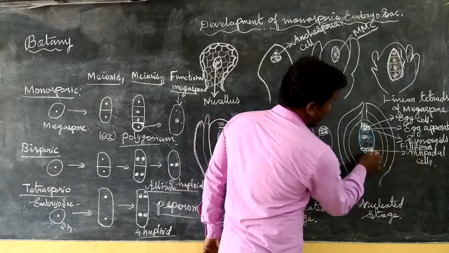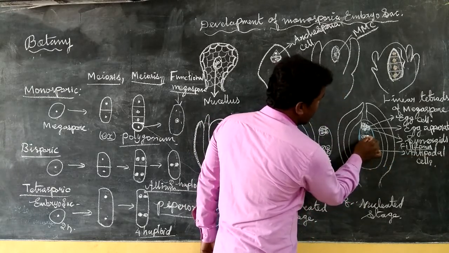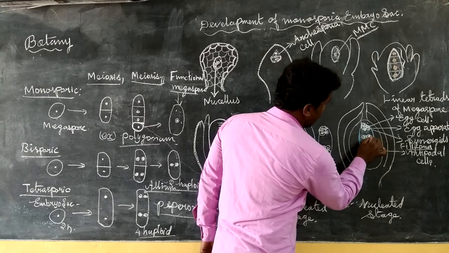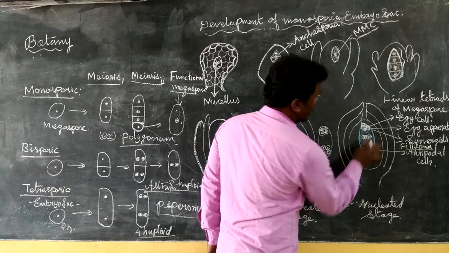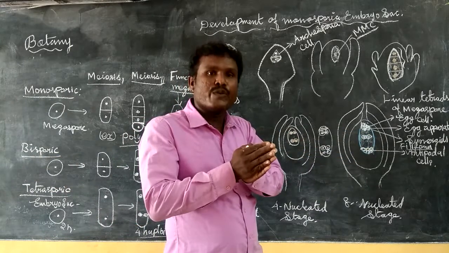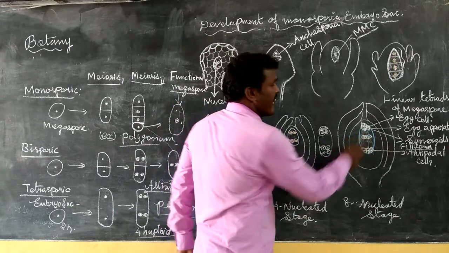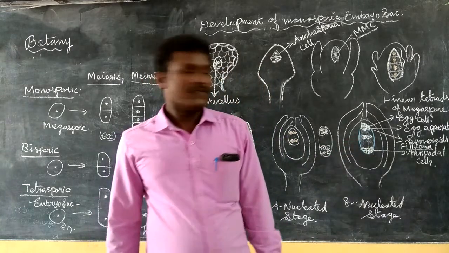Okay, here at the opposite end we have the antipodal cells, and these are the two polar nuclei. In some plants, these two polar nuclei may be fused or may be free. If they are fused, they form the secondary nucleus.